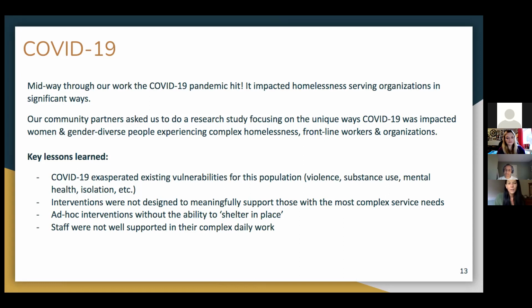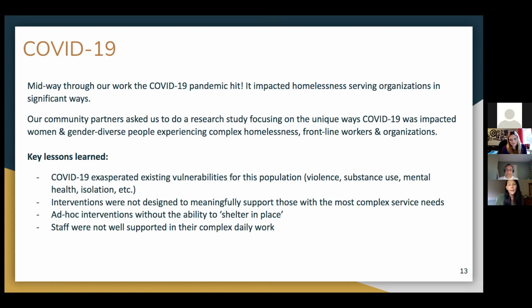But what was interesting is our community partners asked us to do a research study. And like we said at the beginning, we initially hadn't planned to do research. So they asked us to do a research study, and they asked us to focus on the unique ways that COVID was impacting both women and gender diverse people who were experiencing homelessness, as well as the frontline workers and the organizations themselves. And we engaged in interviews, and we learned a few key important lessons. We learned that COVID was exacerbating existing vulnerabilities for this population. So we heard that violence against women was increasing. We heard that substance use and overdoses were increasing within shelter spaces. We heard that mental health outcomes were also decreasing, like people were just not doing well. And we heard that for folks who had recently transitioned out of homelessness, the isolation was particularly difficult.